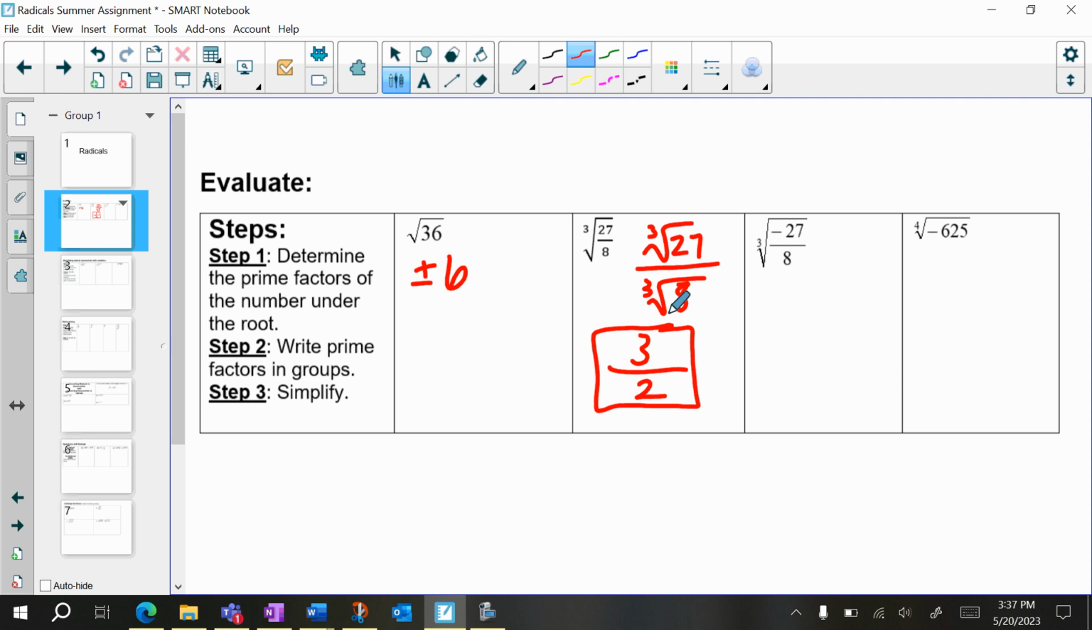Now, if we look at the next problem, the cube root of negative 27 over 8. Again, you still ask yourself, what number times itself 3 times gives you negative 27? Well, that's going to be negative 3, because if you do negative 3 times negative 3 times negative 3, that's going to give you negative 27. So negative 3 halves.